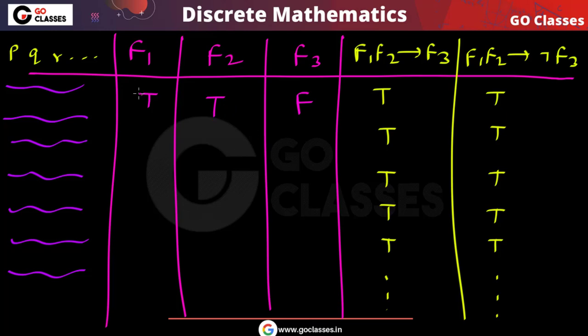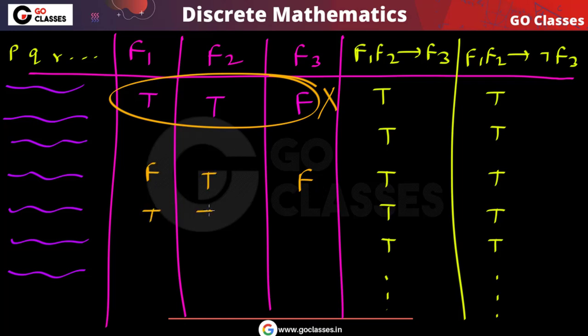They cannot be true. Why? Because if this happens, then this will be false, then this will not be true. So again, this is also not possible. So if f3 is false, again either this should happen, or this should happen, or this should happen, or I can say this should happen.